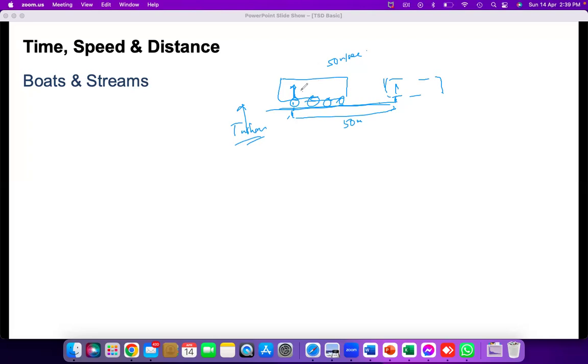But if this person is moving in the direction of the train with the speed 2 meters per second, what will happen? He started from here. This point of the train is here. But in 1 second he has moved how much? 2 meters. So now the person is here. So basically the person has moved how much? 52 meters. Yes, 52. Understood? Yes. Rahul?